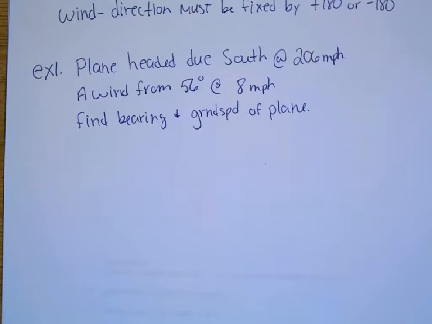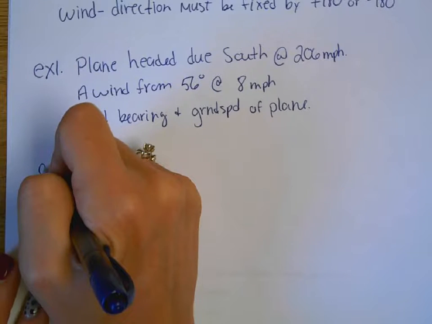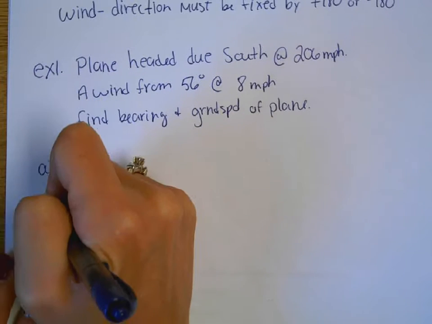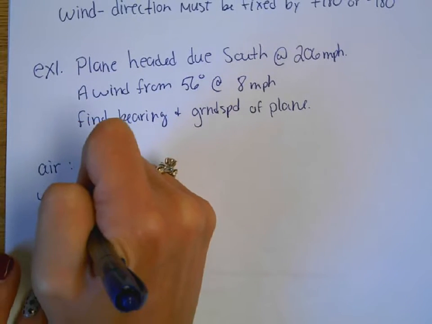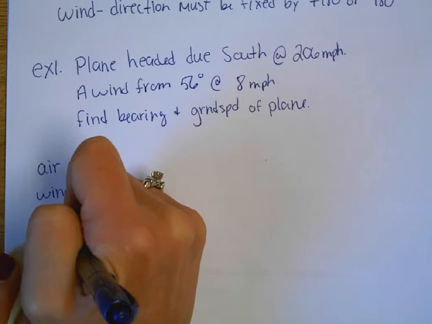I highly recommend you write the 3 vectors off to the side and tell me the information you know about them, because I give you points for that. So we've got airspeed, wind, and ground speed.